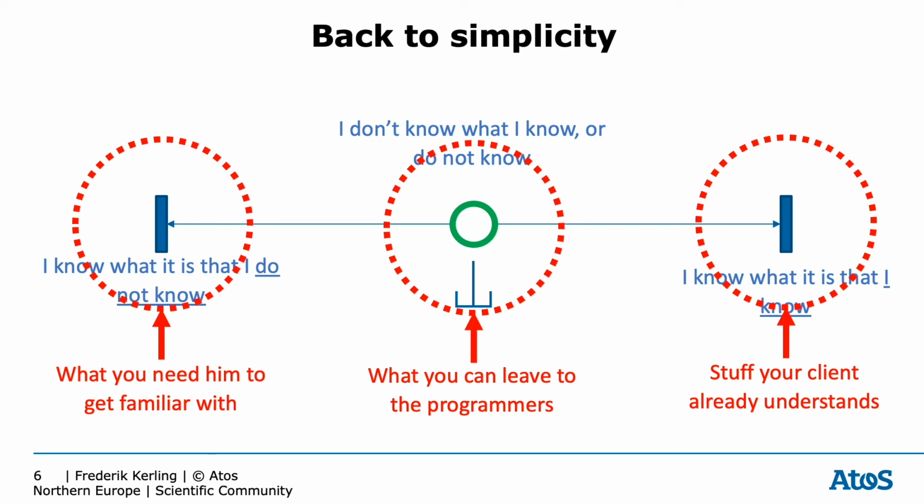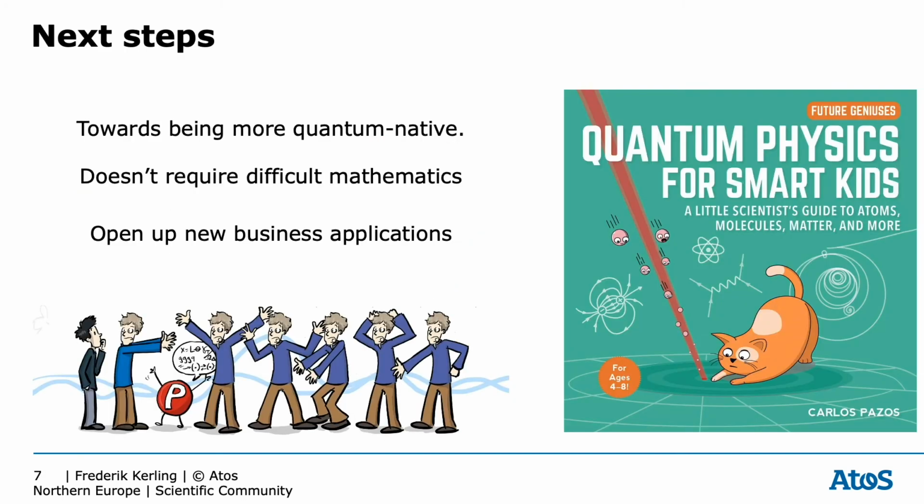Then thirdly, there is the great unknown. For now, leave that to the quantum programmers, as it's more of a tool than a part of the problem formulation. As a final hint, familiarize yourself with known knowns and known unknowns. It might seem complicated now, but it is a good first step towards being more quantum native.